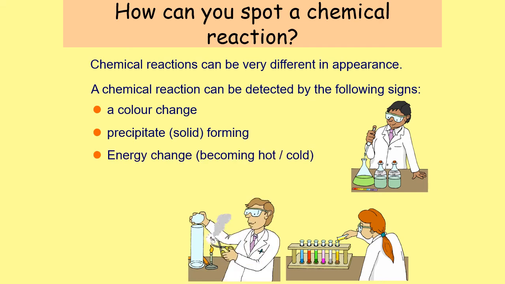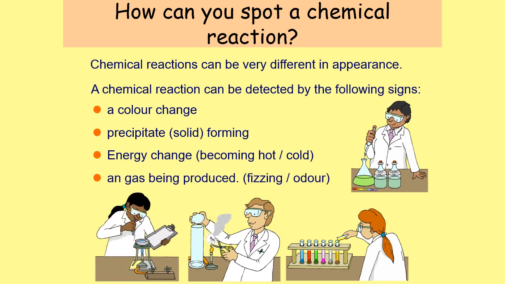We can also get an energy change. One way in which the energy can change is that you can feel the reaction getting hot or getting cold. You might also see the reaction start to glow and give off light. That's another energy change. And finally, you could have a gas being given off. You might see bubbles or fizzing in your reaction, or you might be able to smell something happening. If a smell is given off, that's another sign of a chemical reaction.